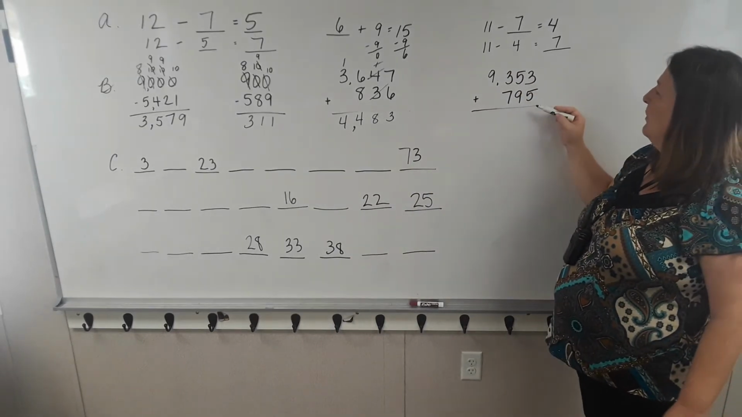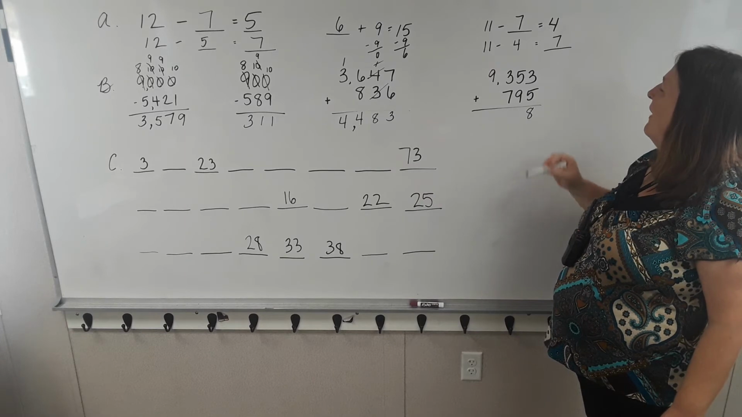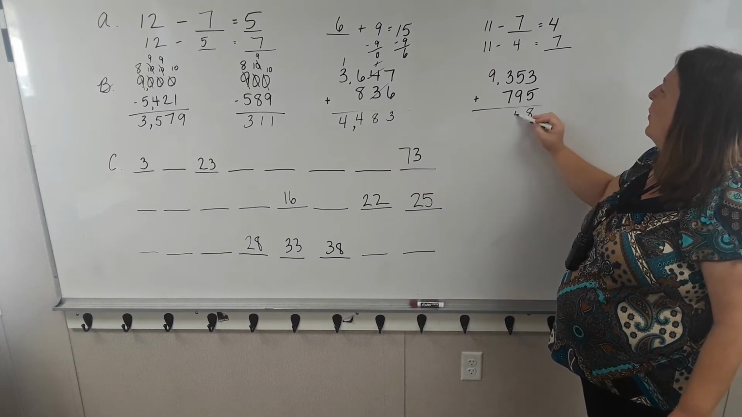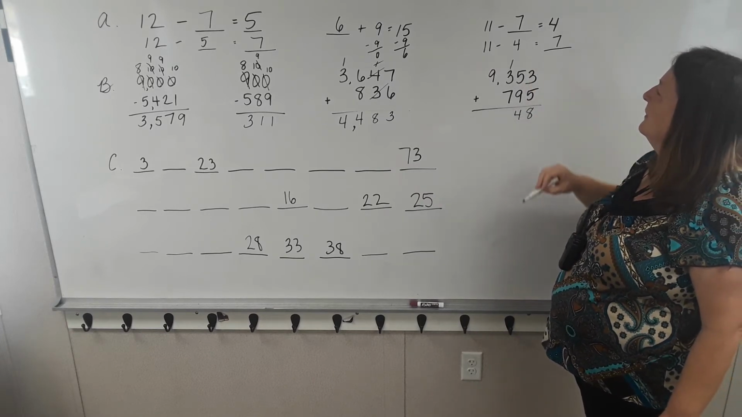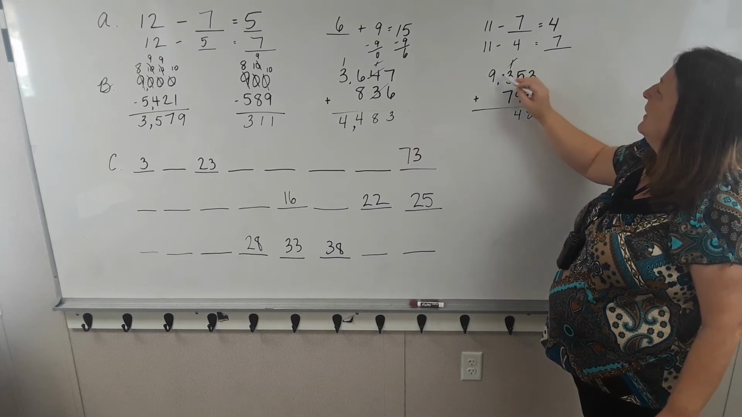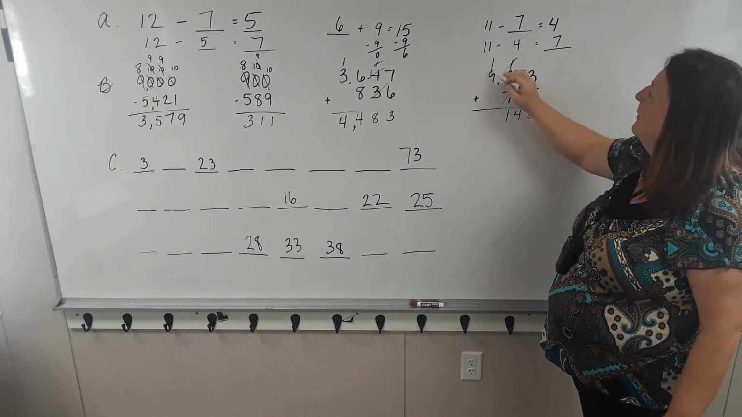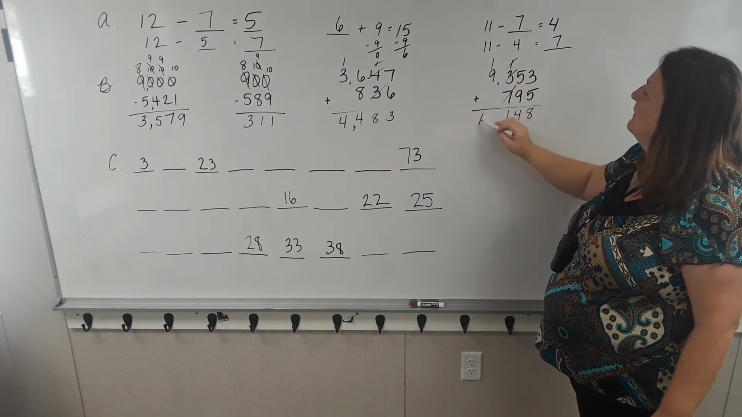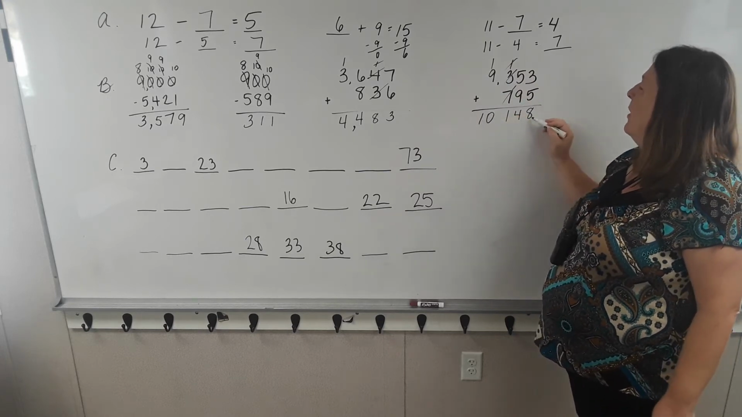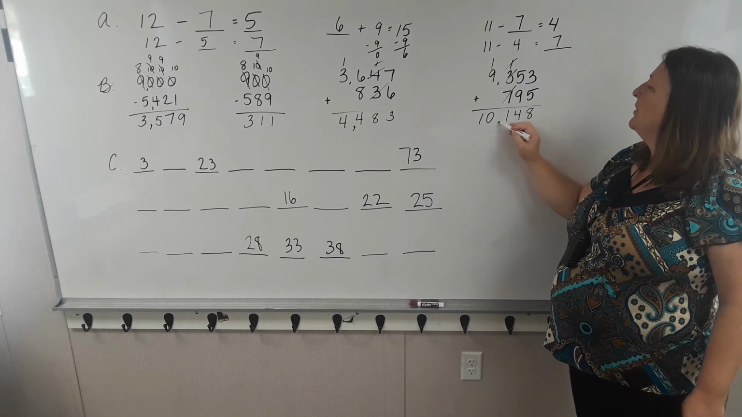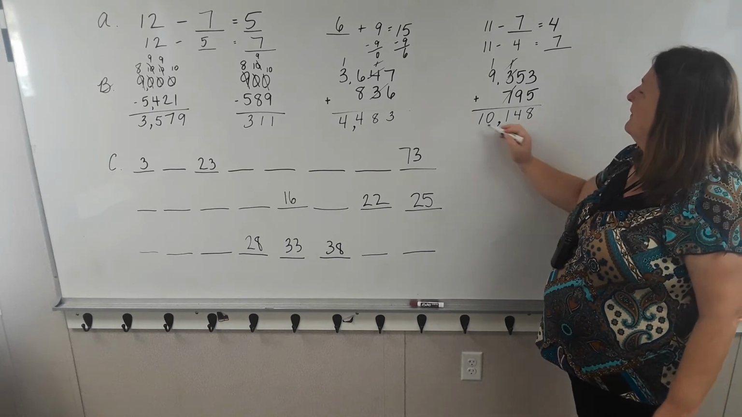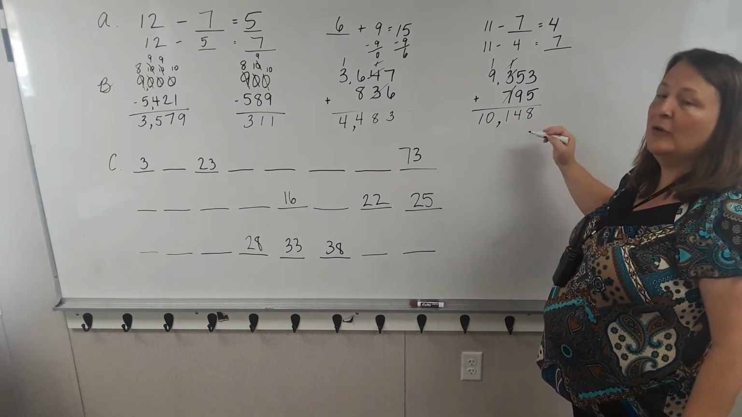3 plus 5 equals 8. 5 plus 9 equals 14. 1 plus 3 equals 4. Plus 7 equals 11. 1 plus 9 equals 10. Ones, tens, hundreds, comma. 10,148.